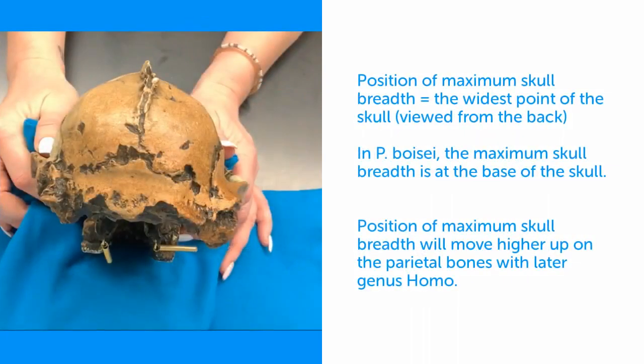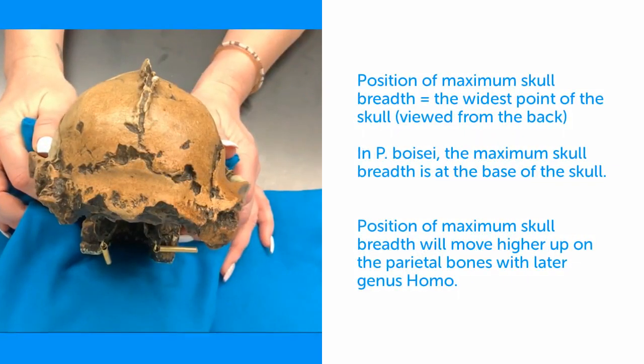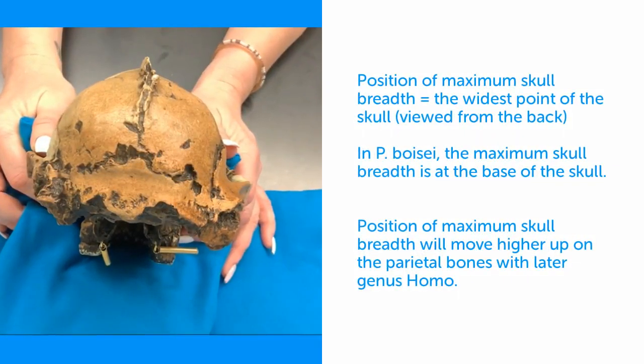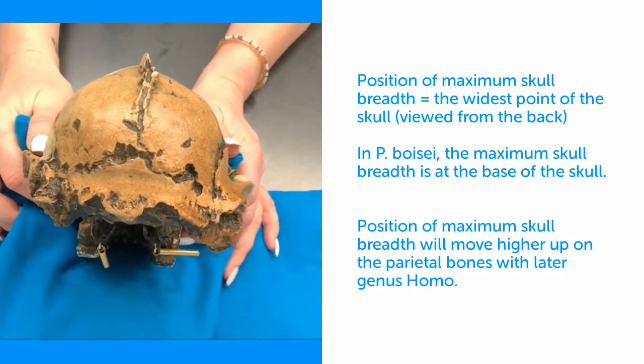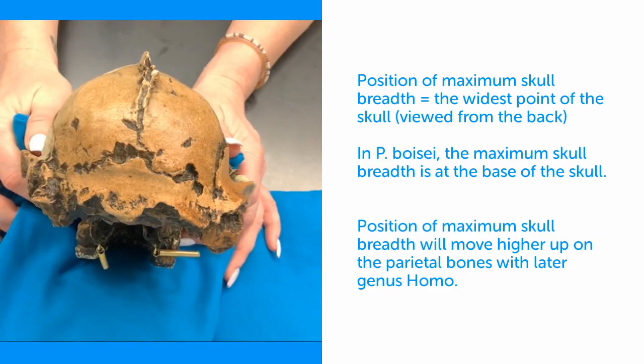And the last feature we'll look at is the position of maximum skull breadth. That's the widest point of the skull viewed from the back. In this species, in P. boisei, we see the maximum skull breadth is at the base of the skull.